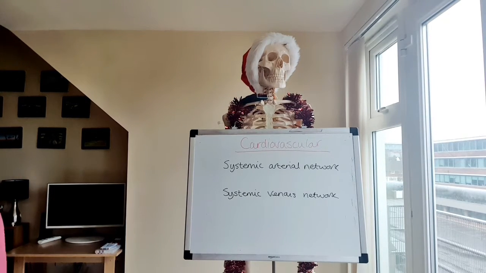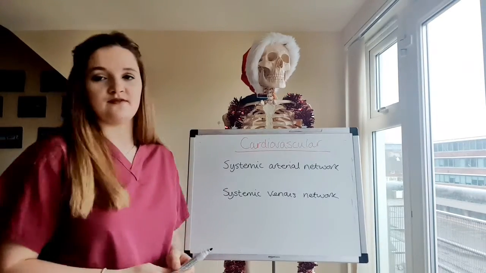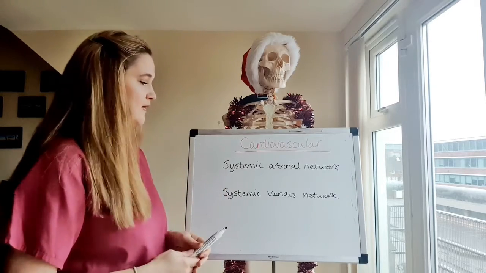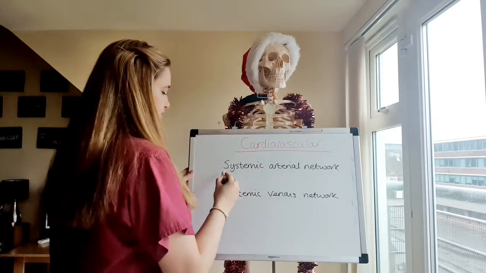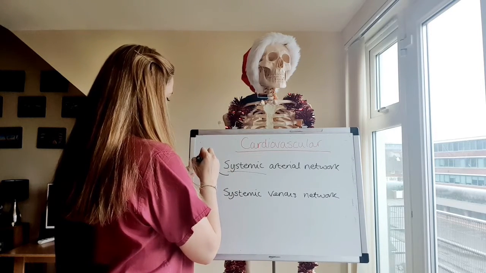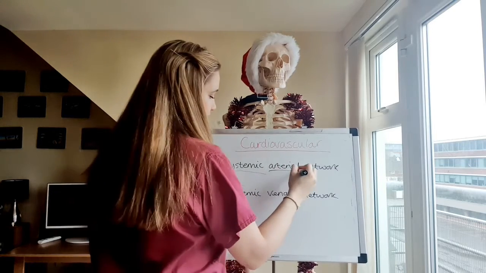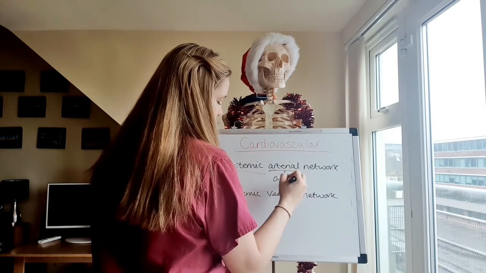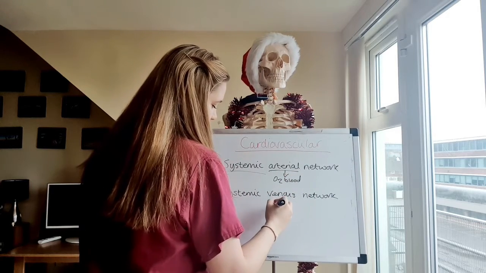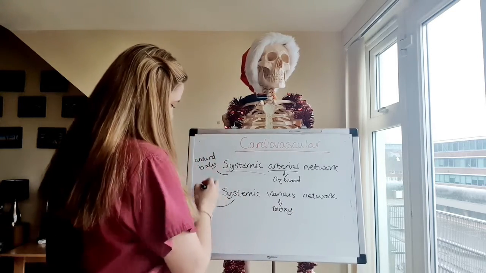So before we visit the pathway of blood through the heart, I want to just introduce you to these two bits of terminology here. So systemic arterial network and a systemic venous network. I just want to break this down a little bit. So systemic, we know essentially just means around the body. And arterial, now we know arteries carry oxygenated blood. And we know veins carry deoxygenated. And we know that this is still around the body.